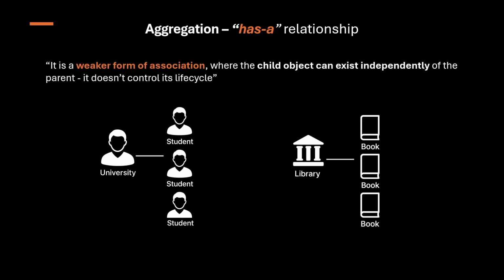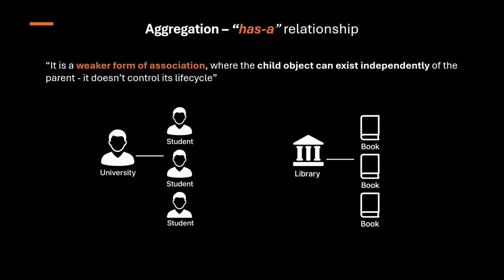Let's take the first half of the slide. On the left, you see a university and multiple students. In this scenario, the university has students, but students can exist even if the university shuts down, right? Students are not tightly bound to one university. They could transfer, drop out, or graduate. So the university class has a collection of student objects, but it does not own them.